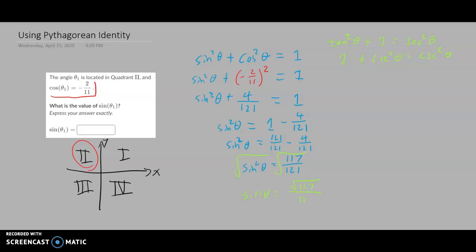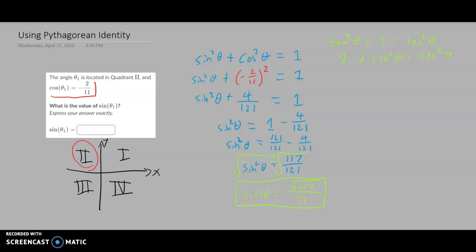So in the second quadrant here, all of my cosine values are negative, and all of my sine values are positive, and I want to talk about why that is. So in this case, the answer actually is the positive square root of 117 over 11. But remember, when I take the square root of anything, I can have a plus or a minus answer. So let me write that out here instead.